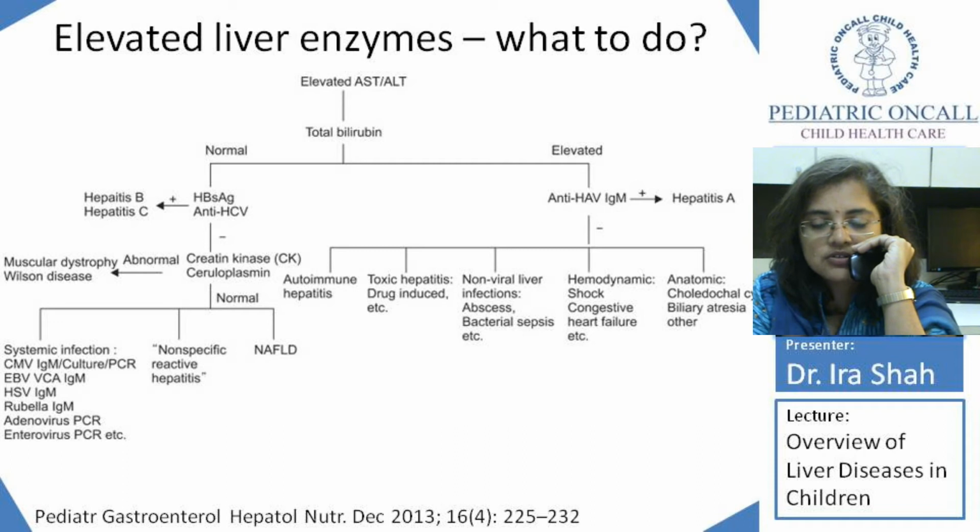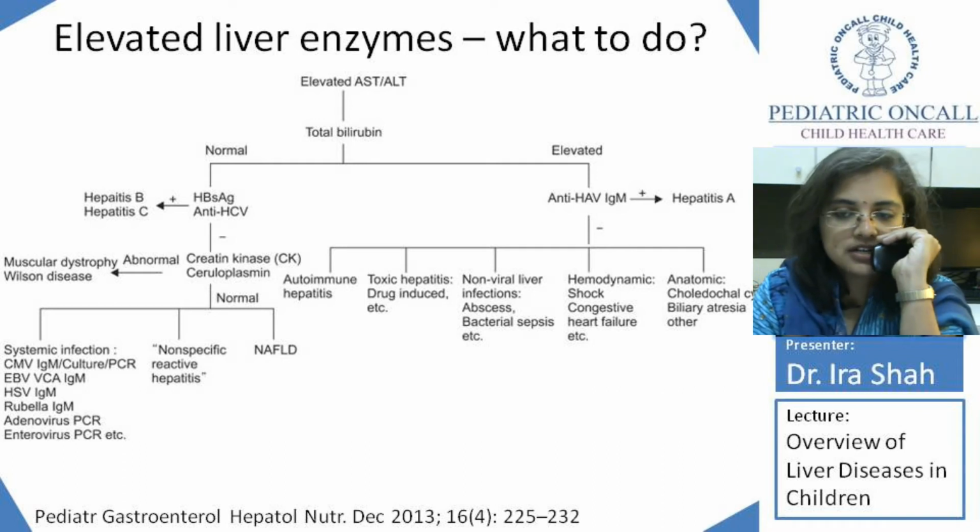If that is ruled out, rule out autoimmune, drug-induced or probably congestive cardiac failure or biliary atresia. So this algorithm I found very useful. Look at enzymes, look at bilirubin and then work up the child. So this would be probably something that we could use in these patients.